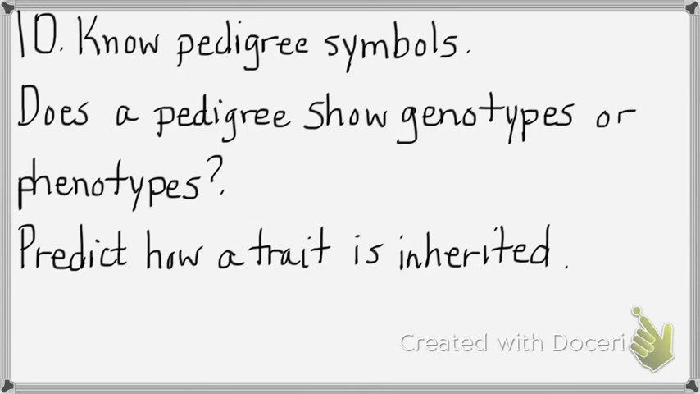Next question, does a pedigree show genotypes or phenotypes? You figure the genotypes out. Pedigrees show phenotypes, and then you have to figure out the genotypes. All a pedigree tells you is if they have it or they don't. Do they have the disorder or they don't? And then you have to logically work through the genotypes.